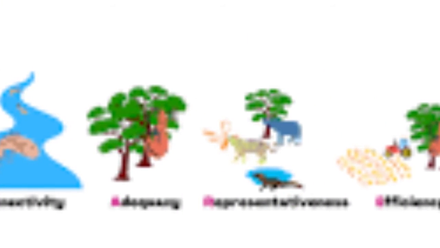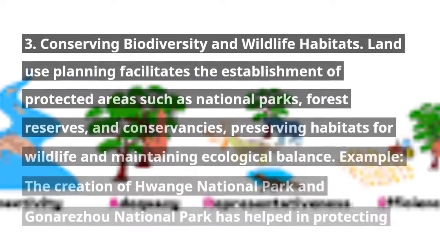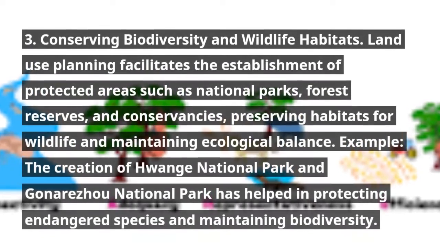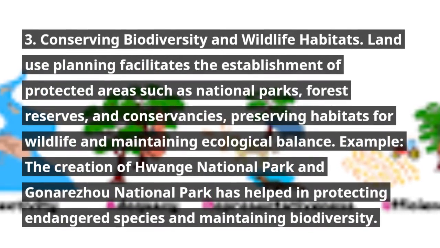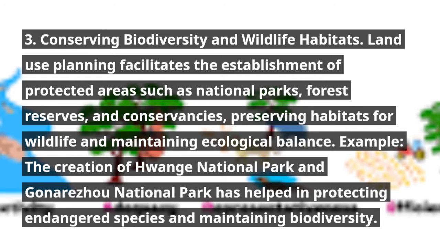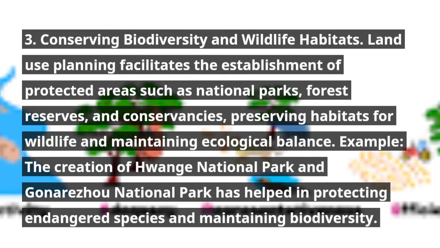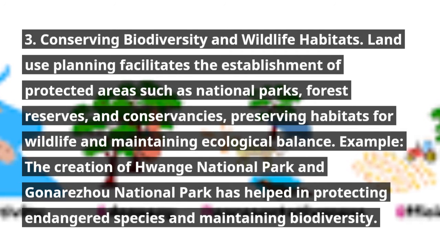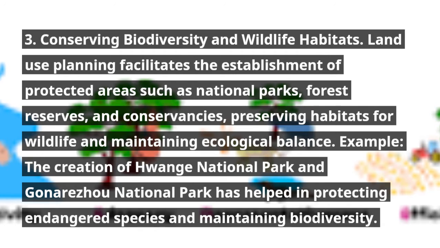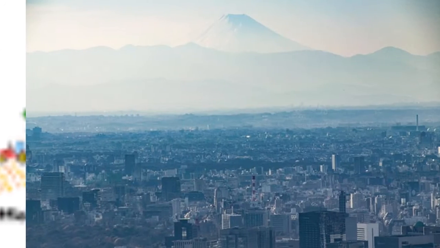3. Conserving biodiversity and wildlife habitats. Land use planning facilitates the establishment of protected areas such as national parks, forest reserves, and conservancies, preserving habitats for wildlife and maintaining ecological balance. Example: the creation of Hwange National Park and Gonarezhou National Park has helped in protecting endangered species and maintaining biodiversity.